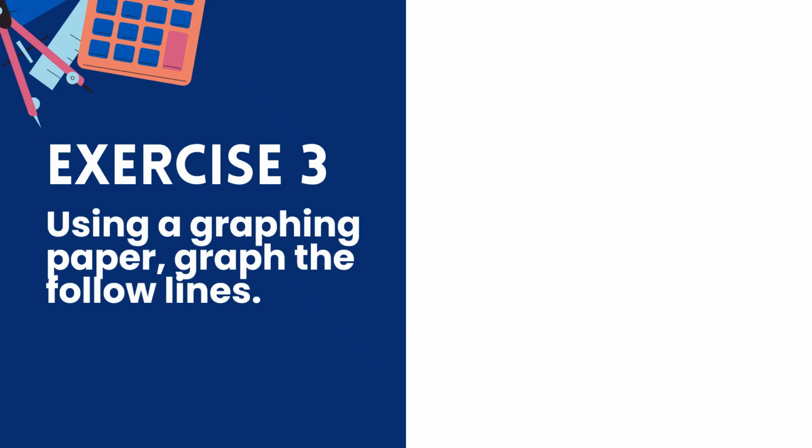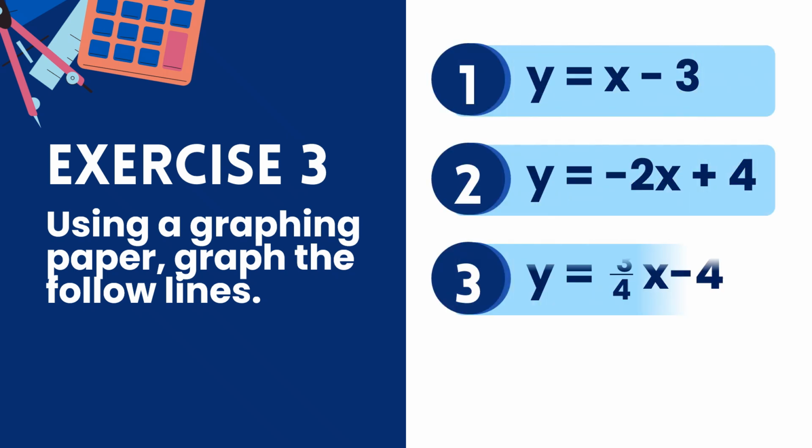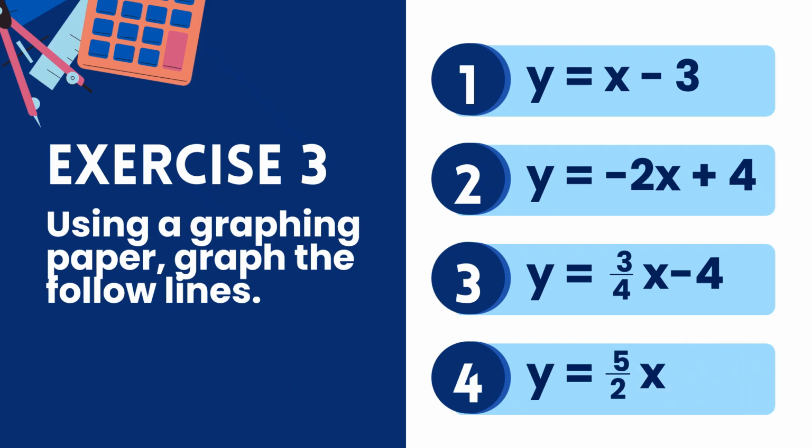Exercise 3. Your turn to graph. It's time to apply what you have learned. Using the slope-intercept form, graph its equation on your own by following the steps we used in the examples. Pause the video now and take your time graphing its line. When you're done, press play to continue.